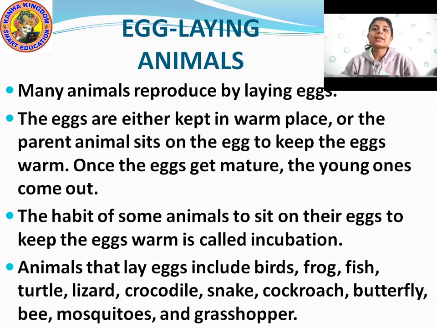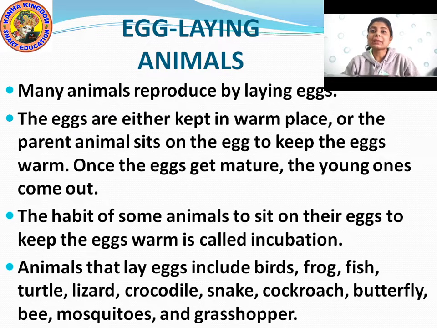The habit of some animals to sit on their eggs to keep the egg warm is called incubation. Now if you are asked what is incubation, you will say that it is the process in which animals sit on the eggs to keep the eggs warm so that the baby inside the eggs can be formed, grown and matured.